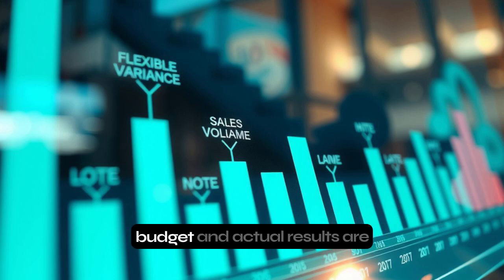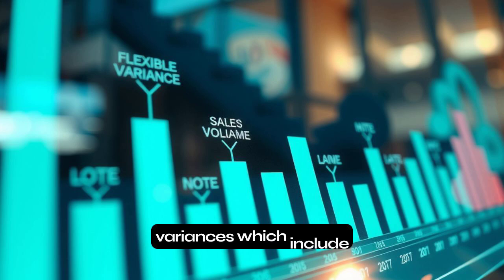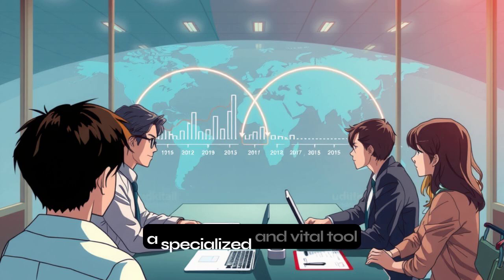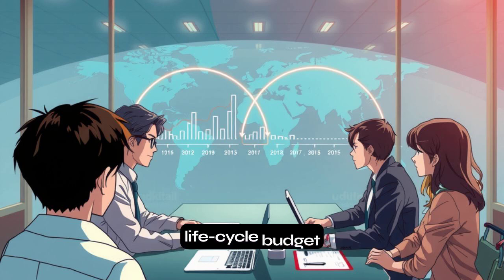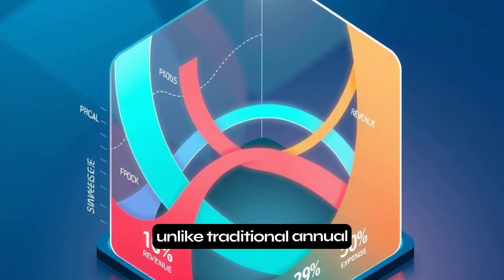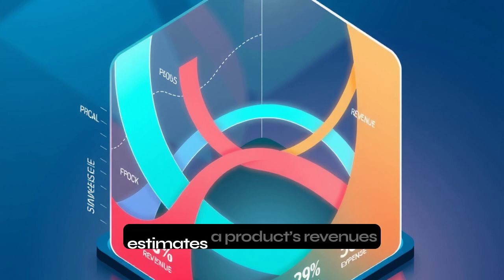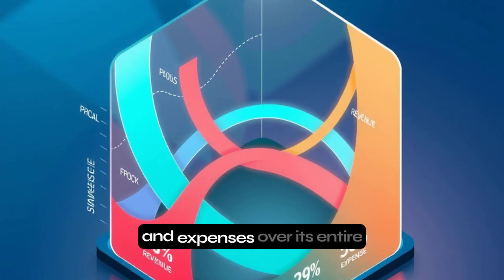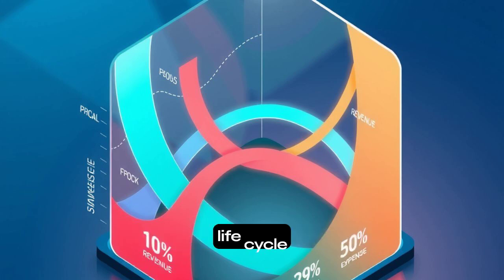Differences between the master budget and actual results are tracked through static budget variances, which include flexible budget variances and sales volume variances. A specialized and vital tool for global enterprises is the lifecycle budget. Unlike traditional annual budgets, a lifecycle budget estimates a product's revenues and expenses over its entire lifecycle.